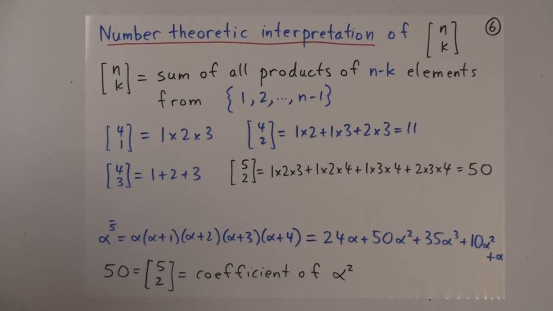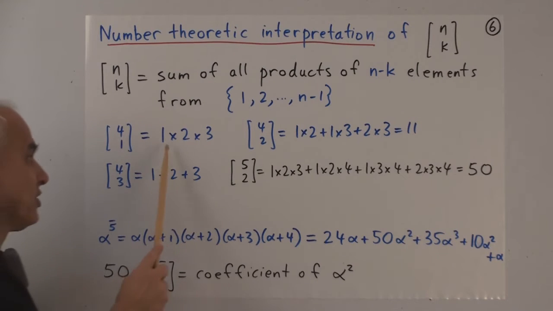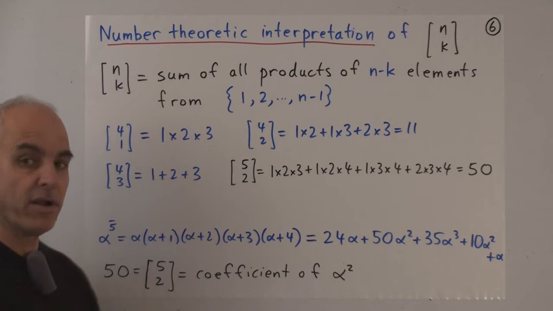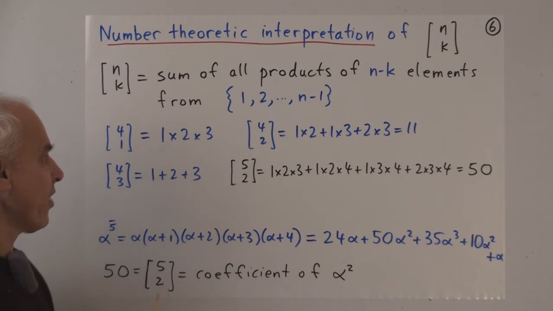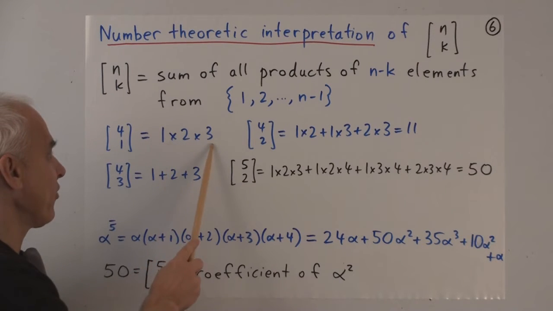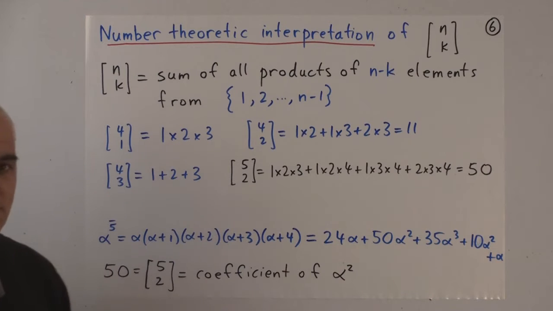Okay, how can you choose 3 elements from the set 1, 2, 3? There's only one way. You have to choose them all. And there's that product. There's only one product. It's 1 times 2 times 3, so that Stirling number is 6.